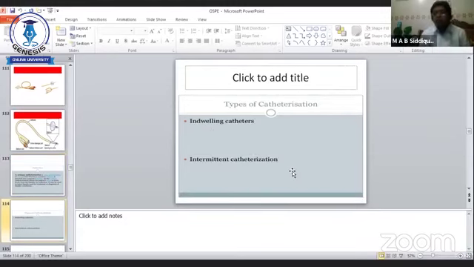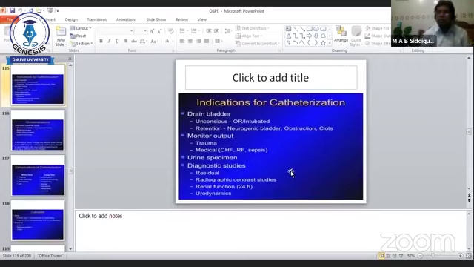So, I already mentioned the types of catheterization. Indwelling catheter is used when you need catheterization continuously, but when you need catheterization for an intermediate time, then you use intermittent catheterization. So it is one of the most commonly used appliances in surgical practice.